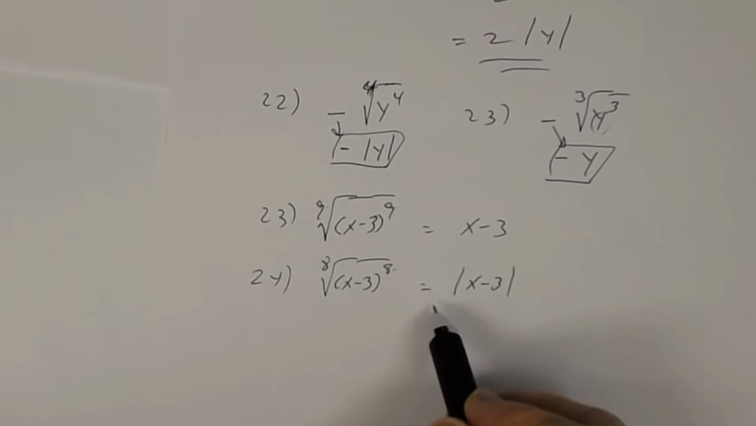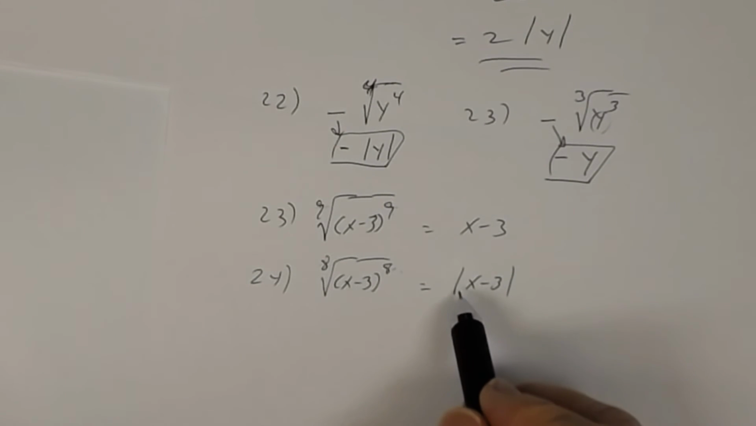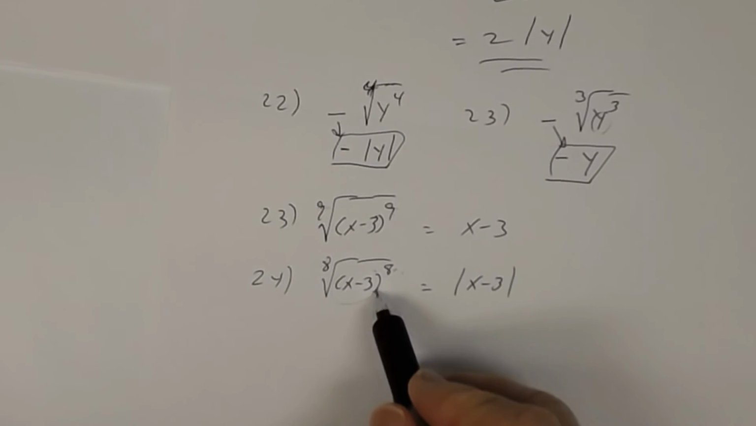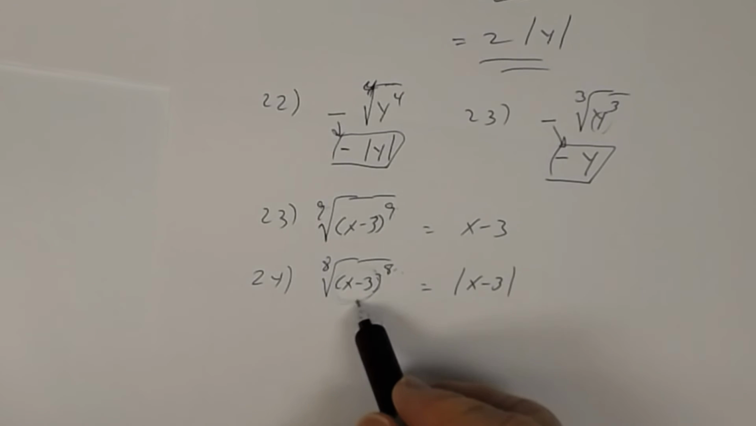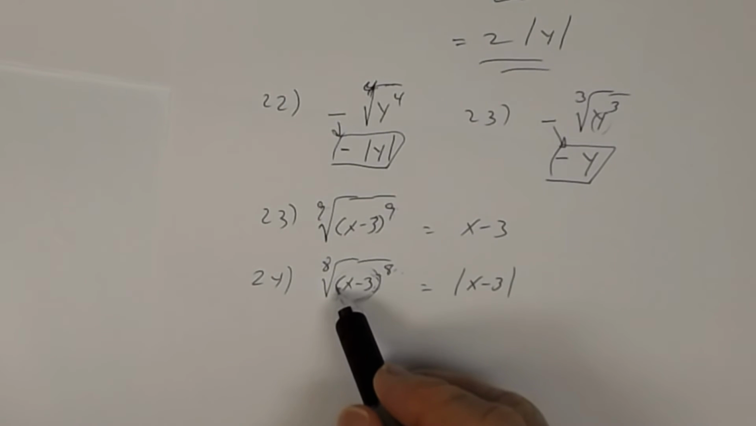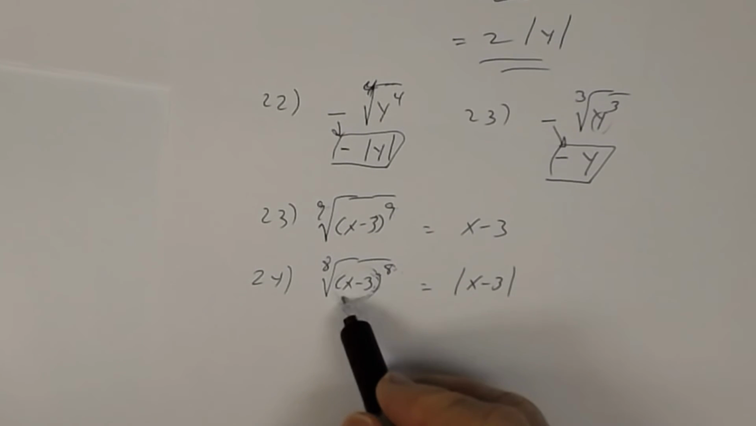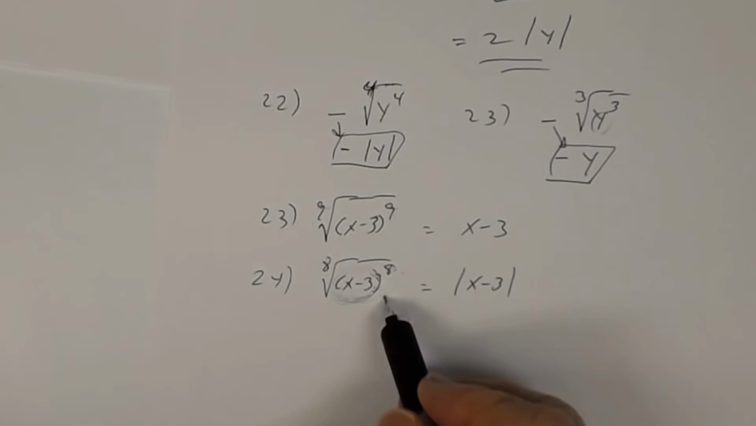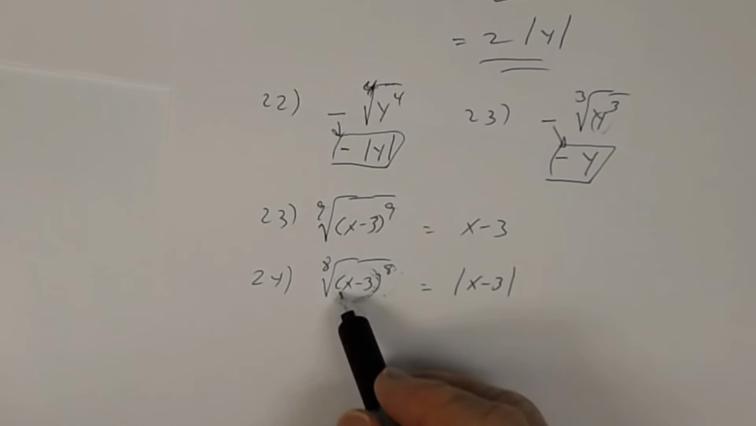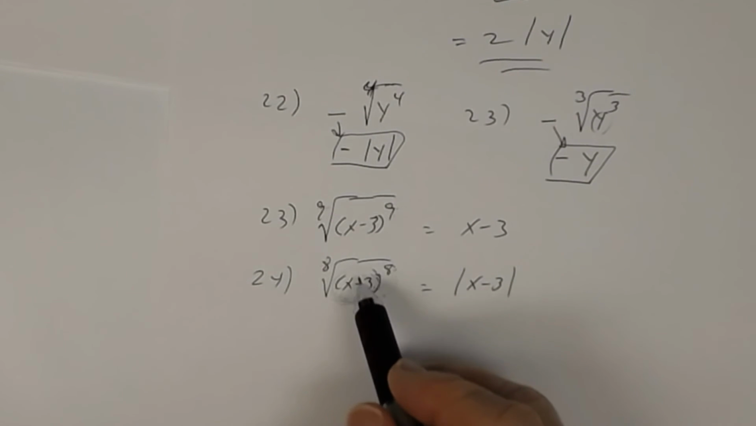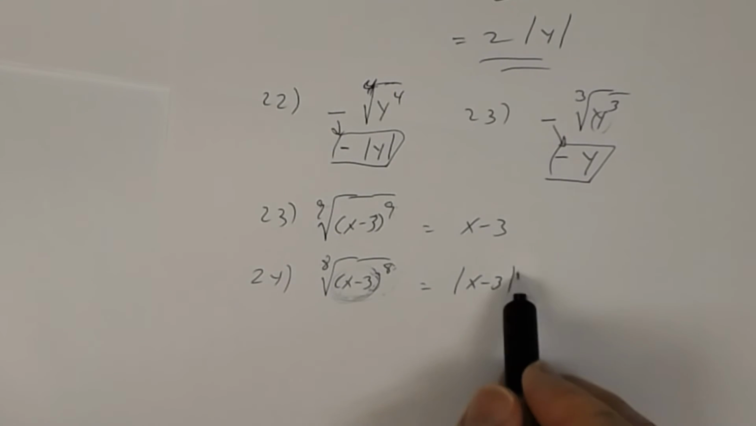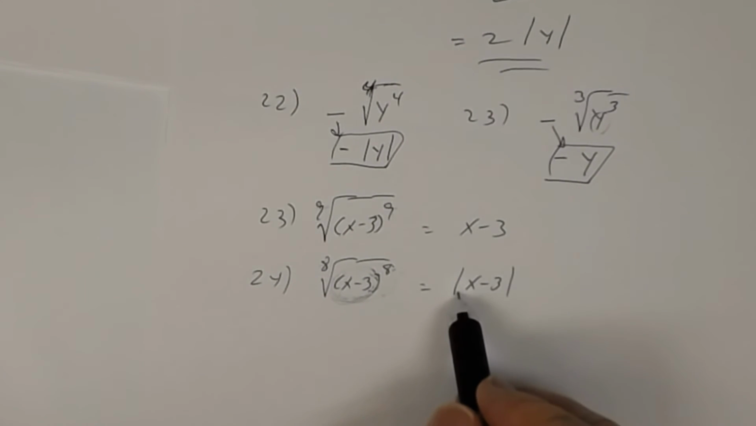Okay, now remember why we need absolute value. We need absolute value because this base, whether it's positive or negative, raised to an even power, that's positive. This is always going to be positive unless it's 0, but it's never going to be negative. And then the root of a positive number is always positive, so we have to make this positive.